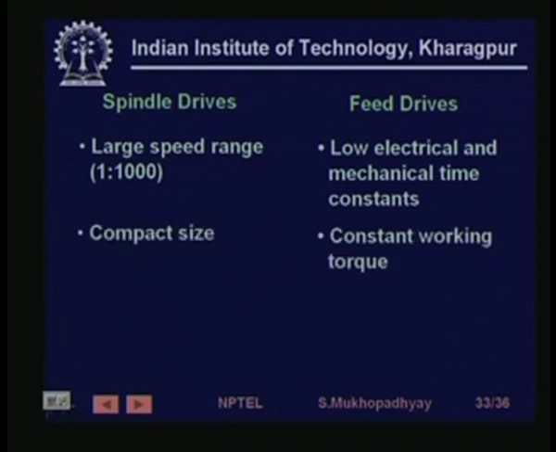Similarly, feed drives require a very good transient response, so they require very fast response. So, low electrical and mechanical time constants are needed, and they need constant working torque. Spindle drives on the other hand should be of much more compact size, because they are generally to be mounted on a spindle which should not be too big.